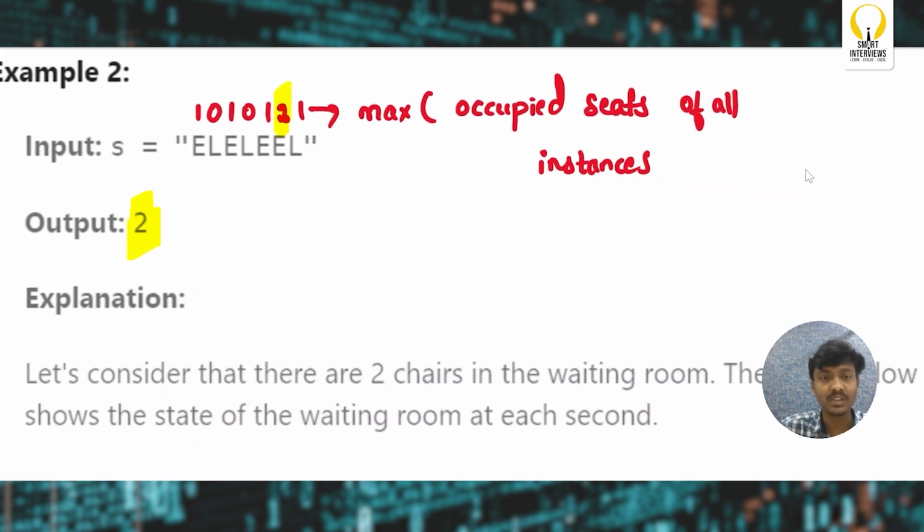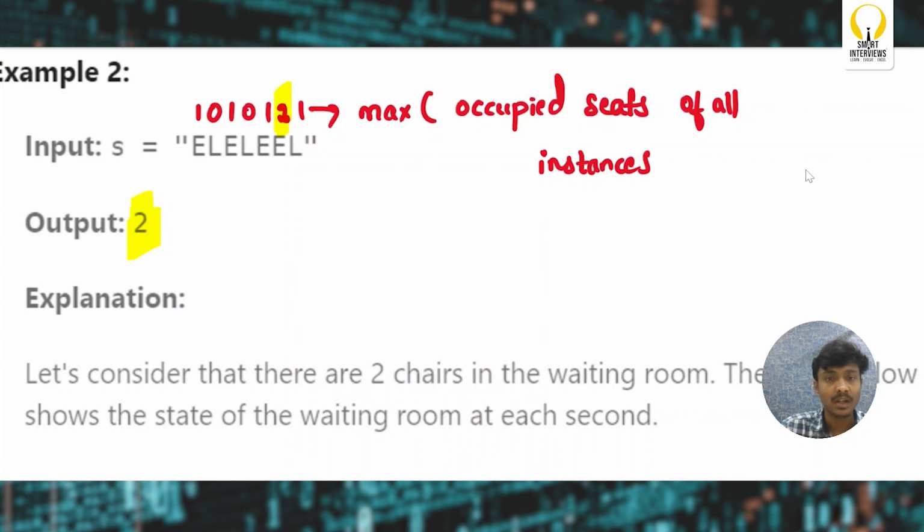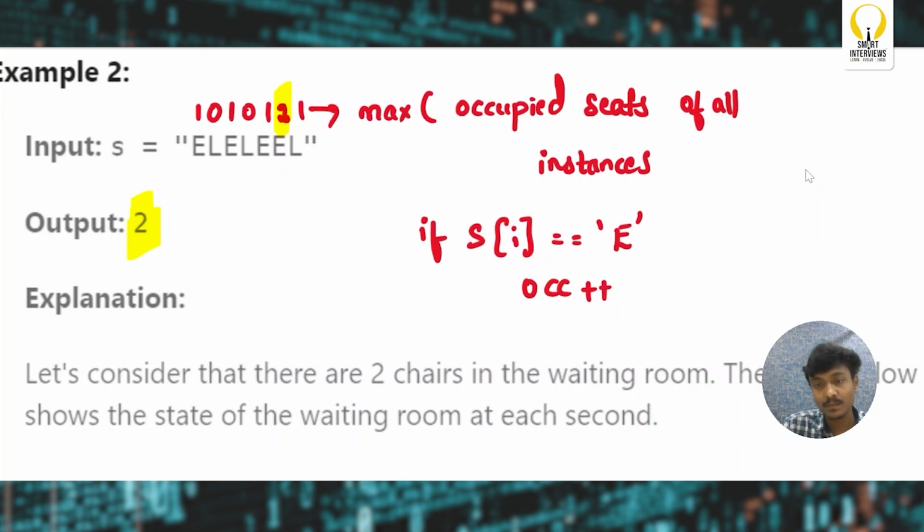Now how can I put this understanding into code? If S of I is equal to E, that is the person is entering, can I say that occupied plus plus? Yes. Otherwise, what can I say?